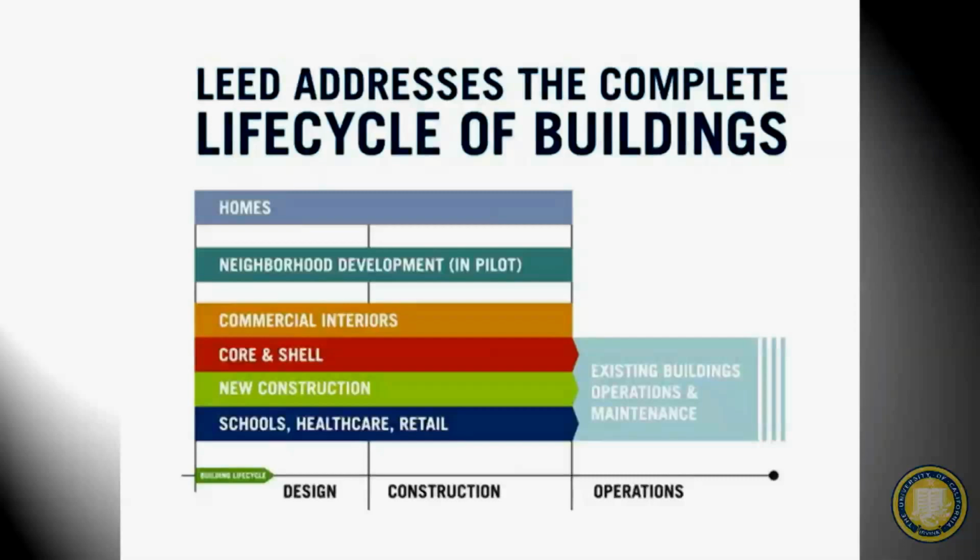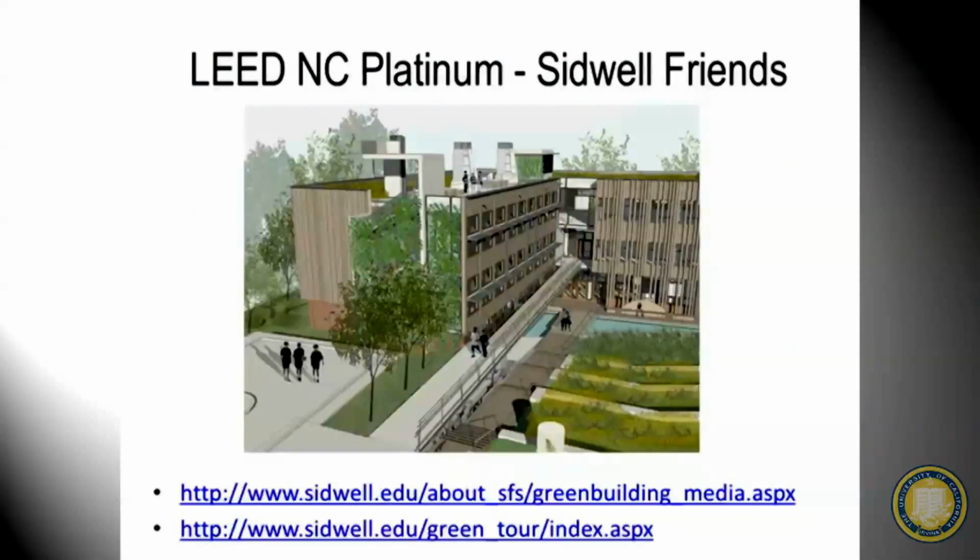And so here are all the different rating systems that they've developed for homes, neighborhood development, commercial interiors, which is what the Environment Institute team is working on, new construction, schools, healthcare, retail, so if you're a restaurant. And these last three are all about existing buildings too. We're predominantly talking about new buildings today and how new buildings are built, but existing buildings are the majority of buildings in the country, so we really have to think about how we're going to renovate those and work on those.